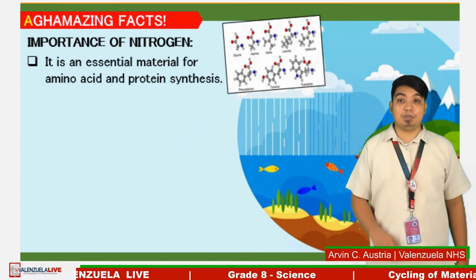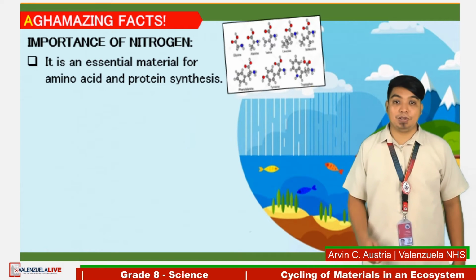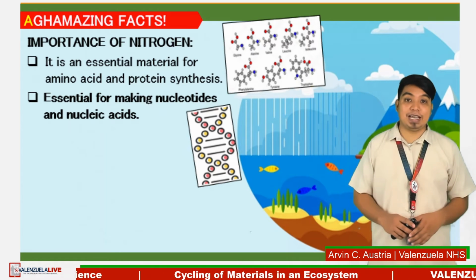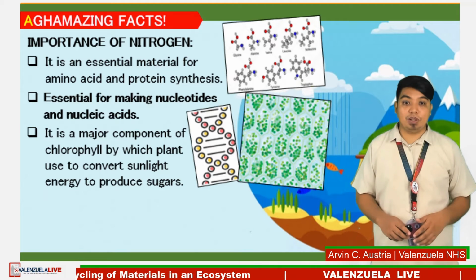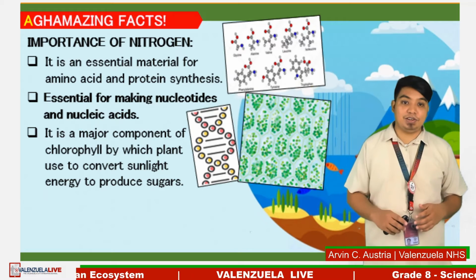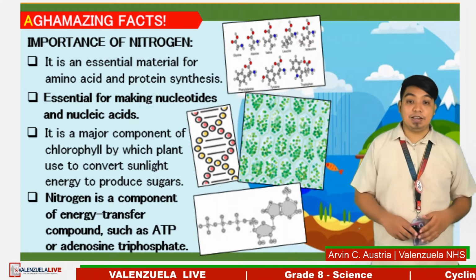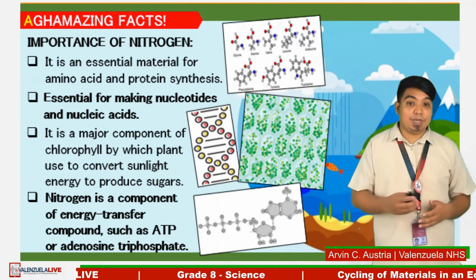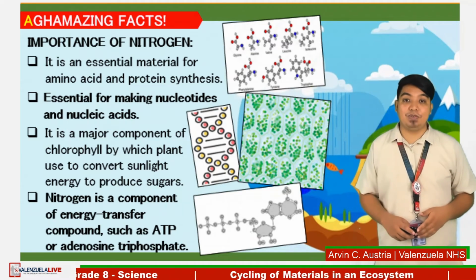It is an essential material for amino acid and protein synthesis for our muscles, essential for making nucleotides and nucleic acid. It is a major component of chlorophyll, which plants use to convert sunlight energy to produce sugars. Lastly, nitrogen is a component of ATP, the energy transfer compound called adenosine triphosphate.